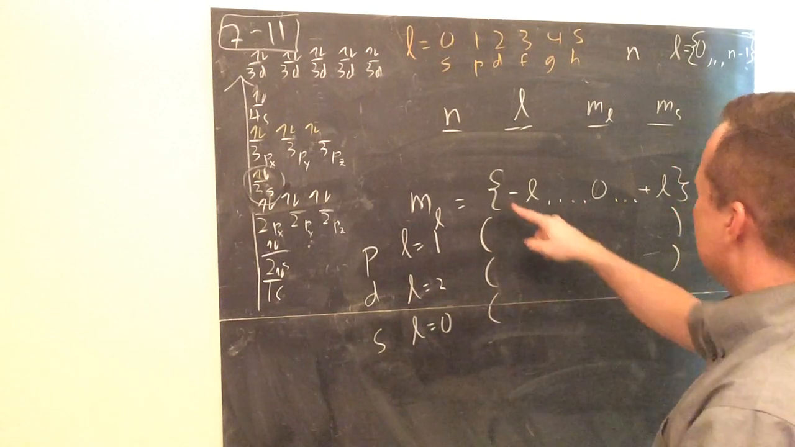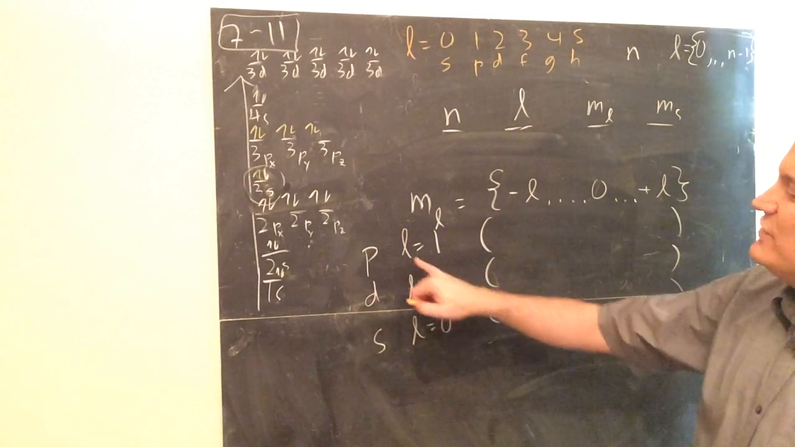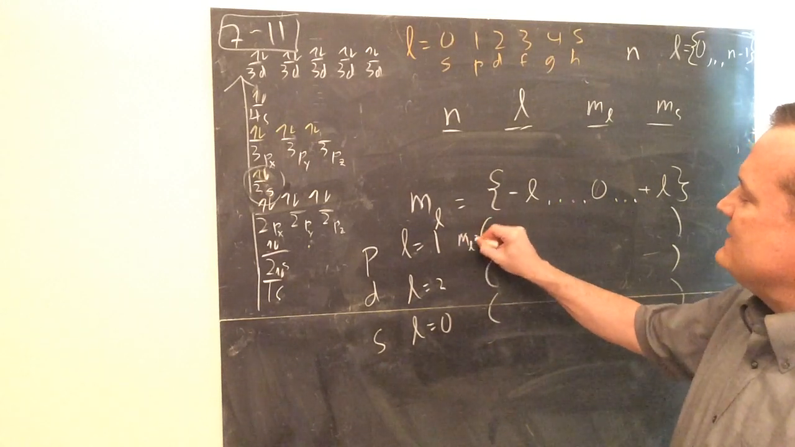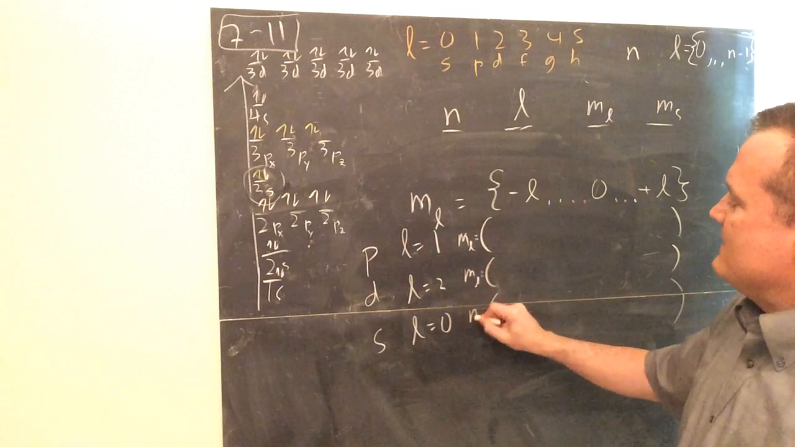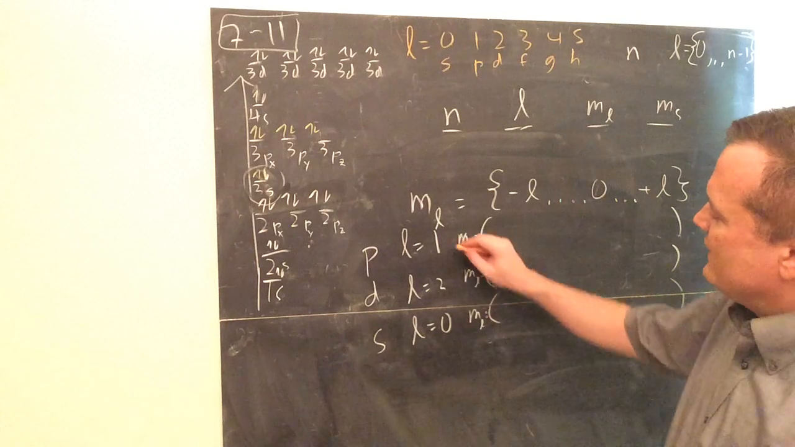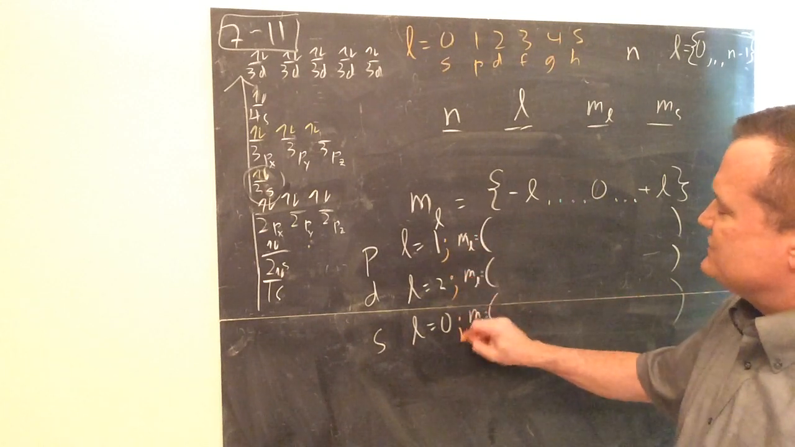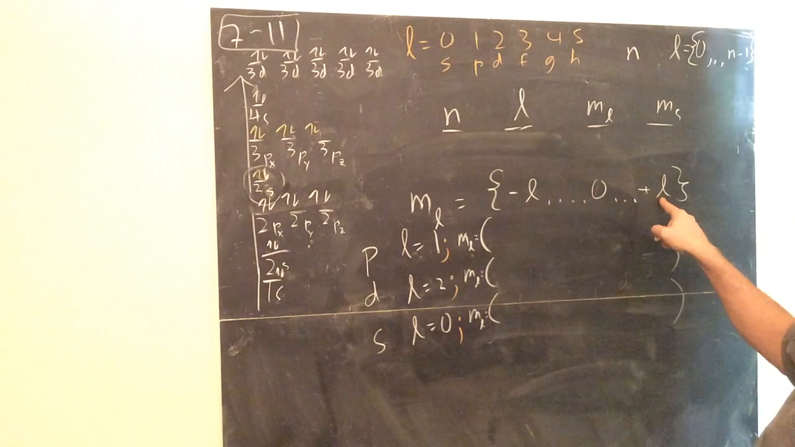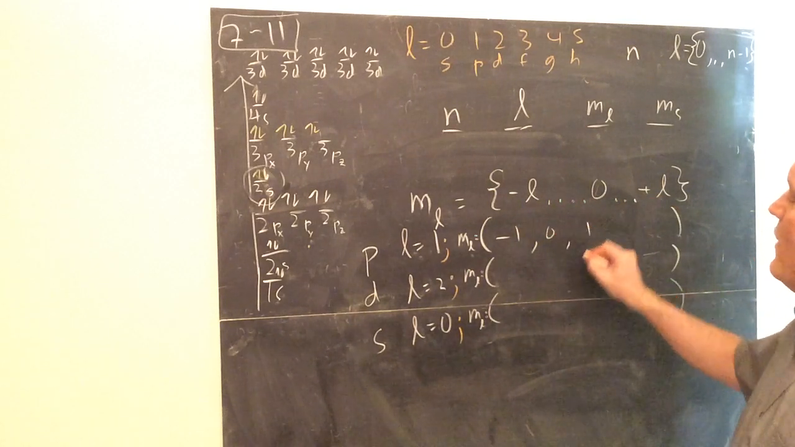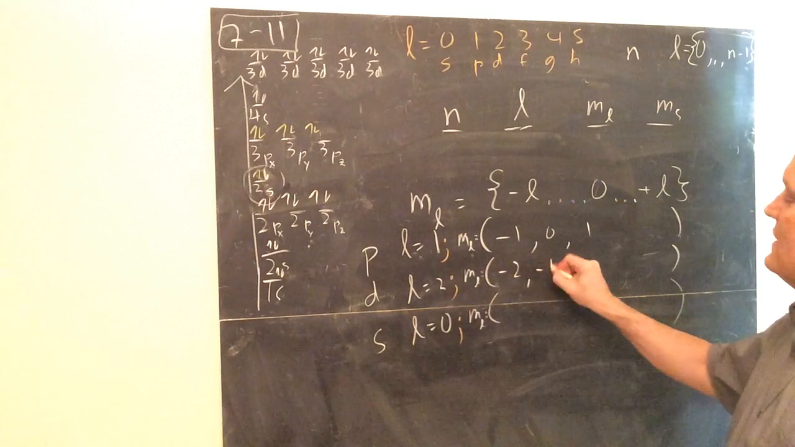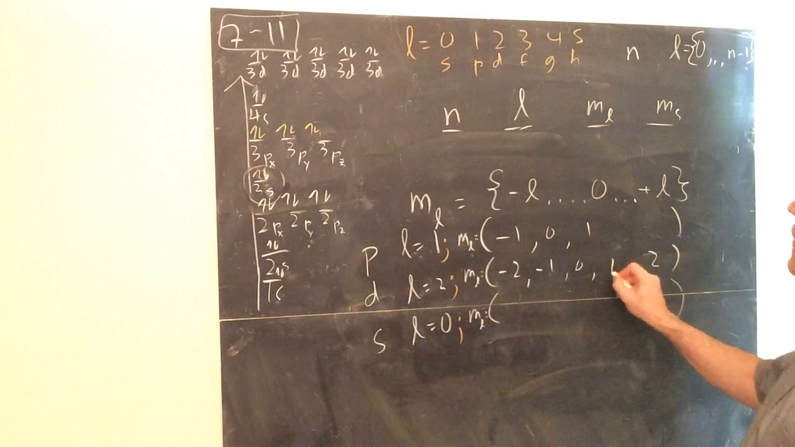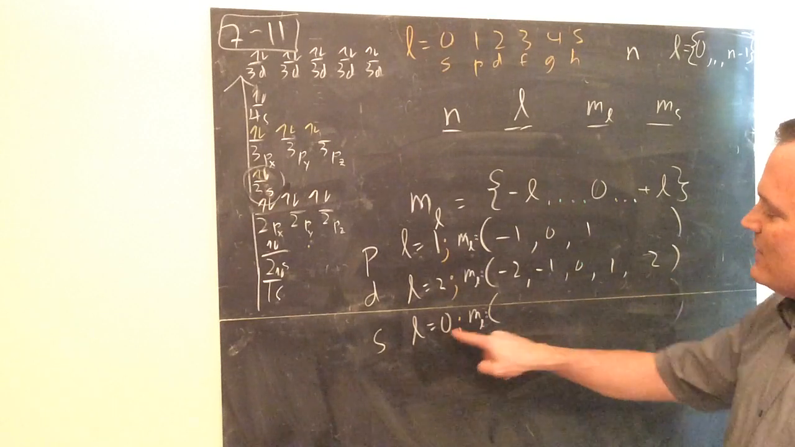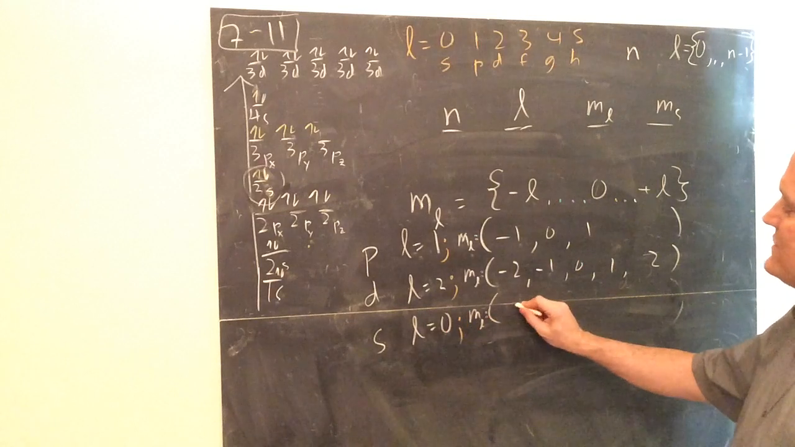You can use parentheses too; you don't have to use brackets. What are all the values for ML? If L equals 1, ML can be any of these values at each of these different wings of the hotel. If L equals 1, ML is -L all the way to +L. That means -1, 0, or 1. If L equals 2, ML is -2 all the way to +2: -2, -1, 0, 1, or 2. And if it's an s orbital, ML can only be, well, -0 is still 0, so it can only be 0.